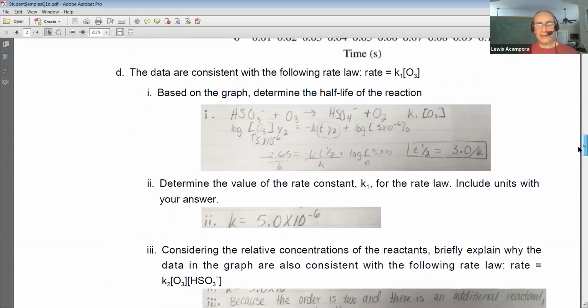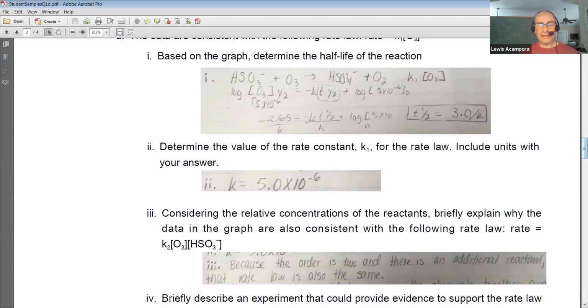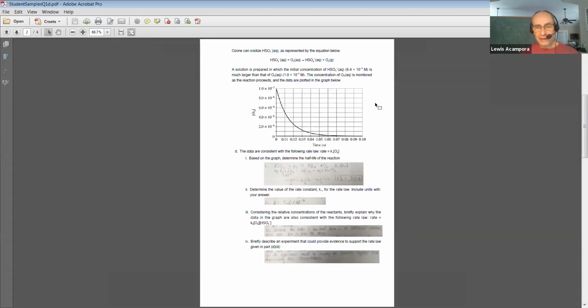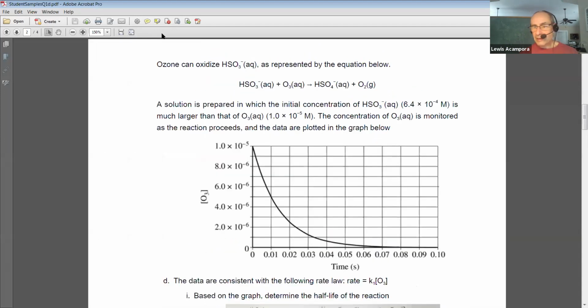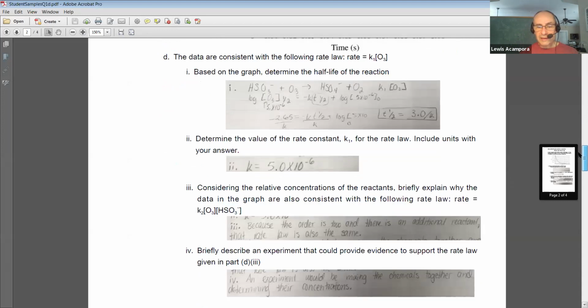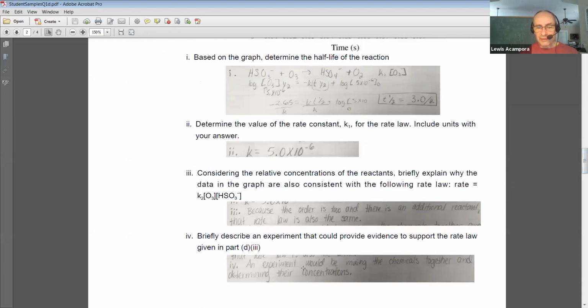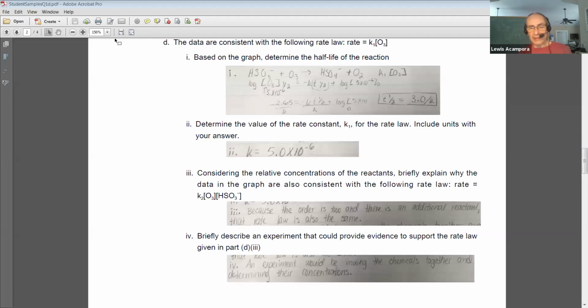Let's see if we can get one more in here. I'm gonna see if I can put, okay, there we go. Maybe do this one and then one more, and then we'll move on to the others.